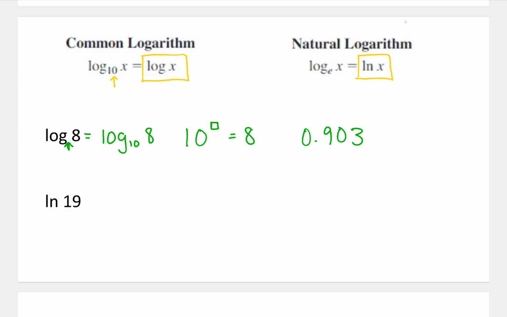So another example, this one of a natural log of 19. Natural log is the same thing as saying log base e of 19. Or in other words, e to what power equals 19? Well, this is tough because e is an irrational number as it is. So we can't calculate this without using a calculator. But on your calculator, you can type in the natural log of 19 and get an approximate answer of 2.944.